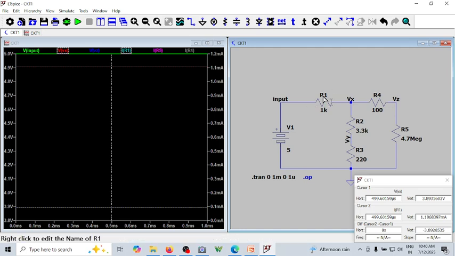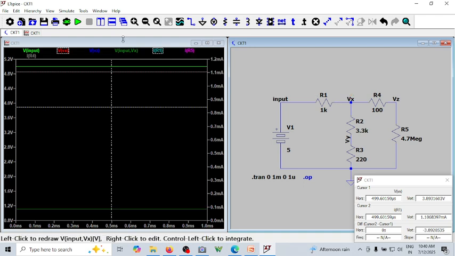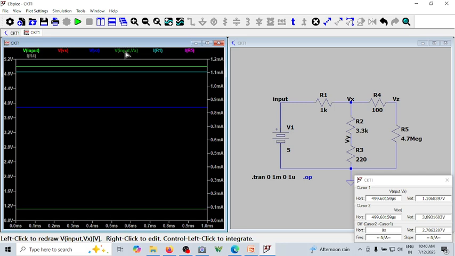So what do you mean by differential? It is across the terminal, across the device, across the component. You can see we just measured it across R1. So what is the voltage across R1? It is V of input minus V of Vx, or you can do it like this. One is plus, the other is minus. This is V of input minus Vx. So that voltage is 1.10 volts.